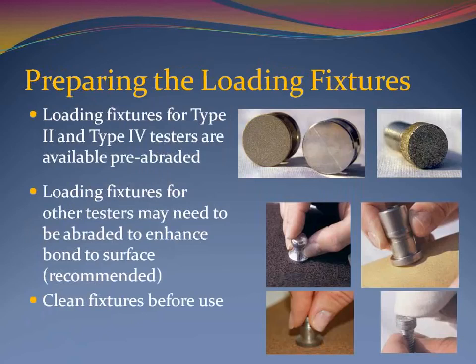Because the contact surface of the loading fixtures is smooth, you may need to roughen it using a coarse sandpaper or an abrasive pad. Type 2 loading fixtures are available pre-roughened by abrasive blast cleaning, and Type 4 loading fixtures are supplied pre-roughened by abrasive blast cleaning. Independent of whether you use pre-roughened loading fixtures or roughen them just prior to use, it is important to remove any dirt or debris that may interfere with the attachment of the fixture to the surface.